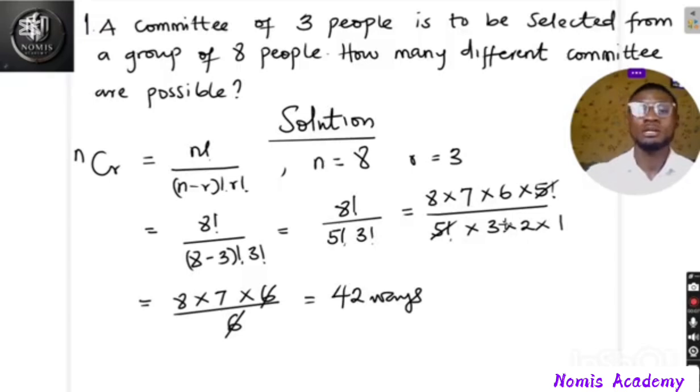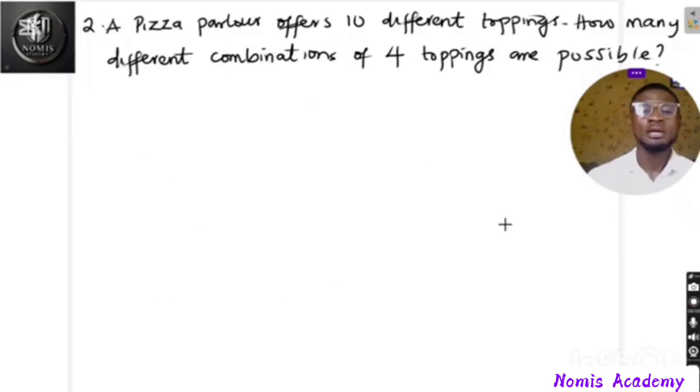Let's see example number 2. Example number 2 says a pizza parlor offers 10 different toppings. How many different combinations of 4 toppings are possible? So how many different combinations of 4 toppings are possible from 10 toppings? Knowing fully well that it's about selection, we know it's a question under combination. So let's delve into the solution.